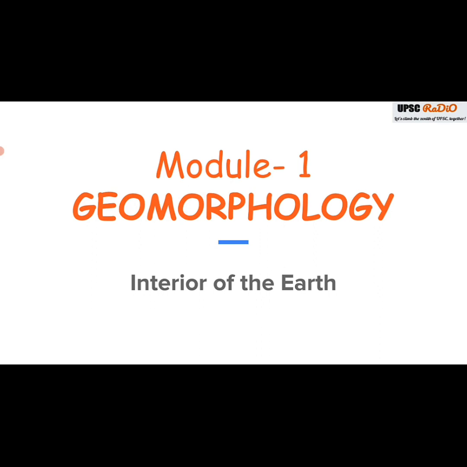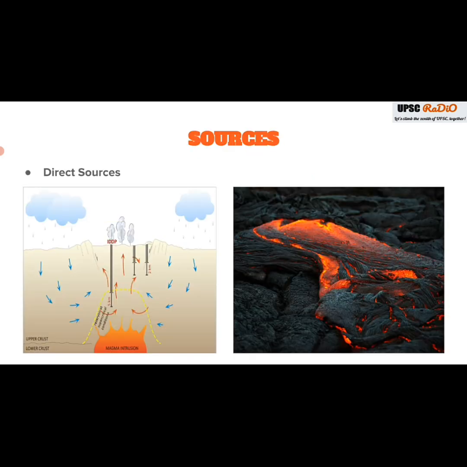For this purpose, we have two types of sources. First source is the direct one, which includes deep drilling projects and volcanism. By analyzing the different types of rocks that came out through these, we can understand the constituents of the interior.